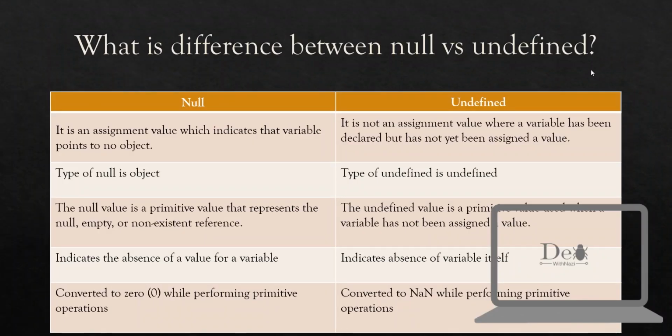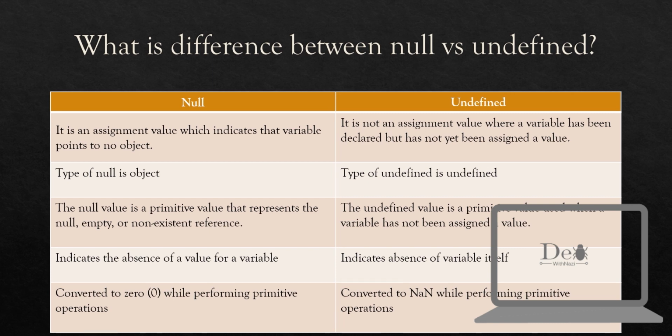Now let's summarize the basic differences between null and undefined. First, null is an assignment value which indicates that a variable points to an object. Undefined is not an assignment value; a variable has been declared but has not yet been assigned a value. The type of null is object. The type of undefined is undefined, as we saw previously. Then the null value is a primitive value that represents a null, empty or non-existent reference, but the undefined value is a kind of primitive value in which a variable has not been assigned a value.